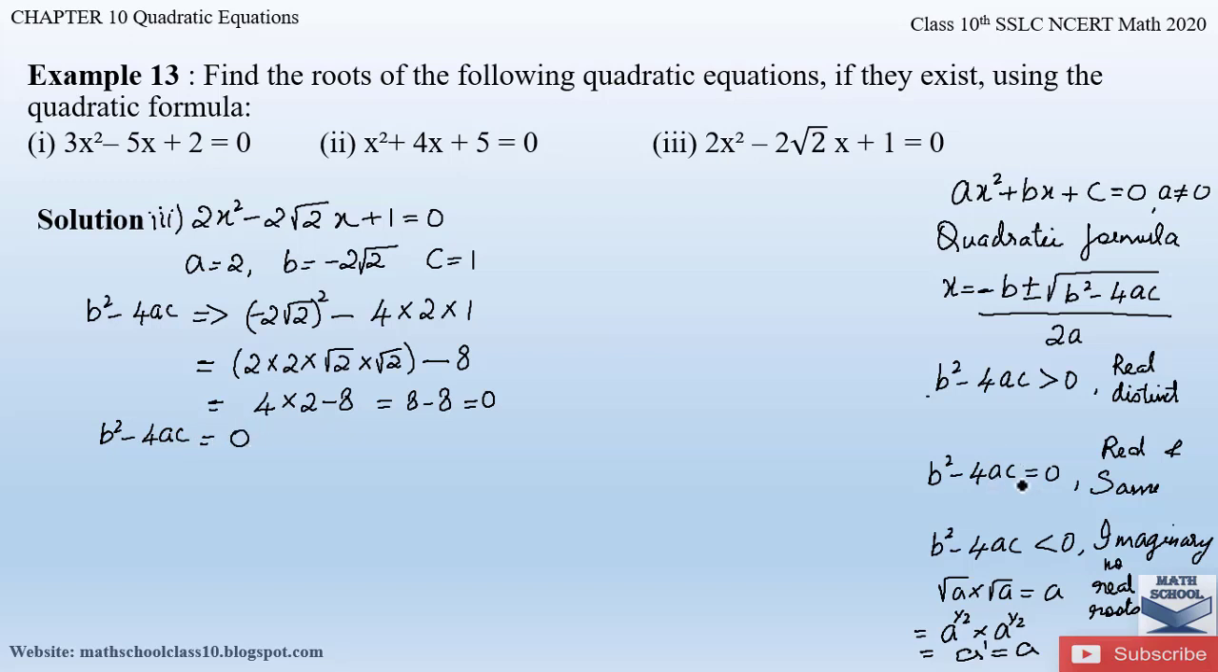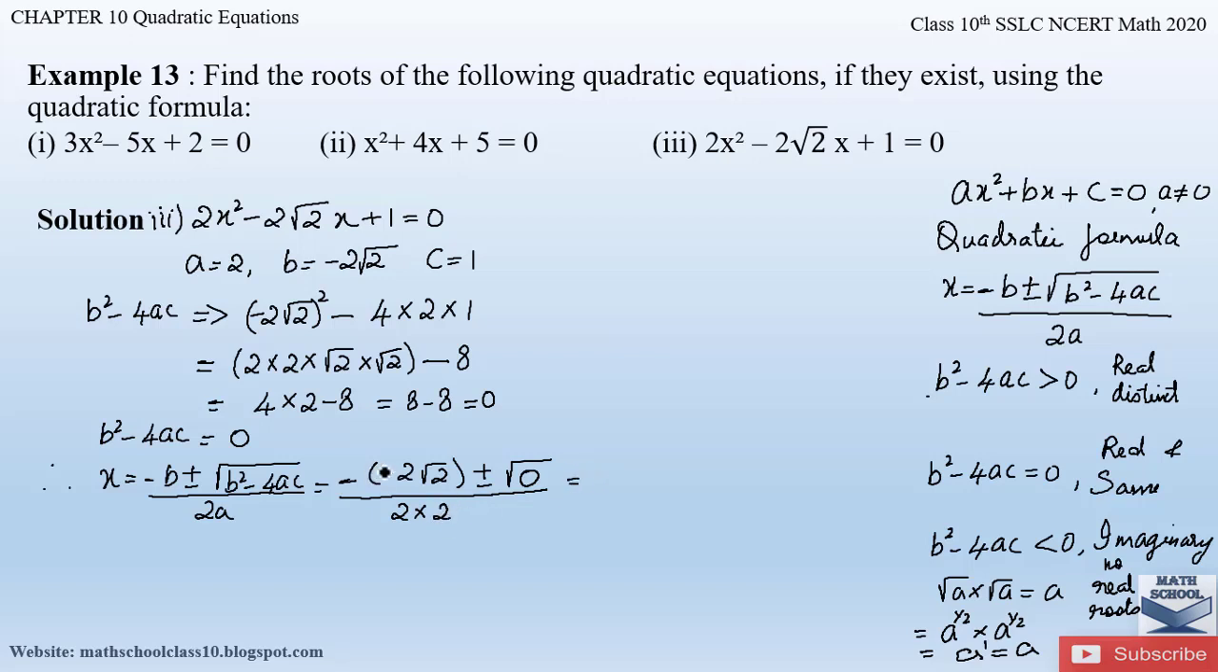Here if you notice, if b square minus 4ac is equal to 0, then the roots will be real and same. Therefore, now let us substitute in the quadratic formula, which is given by x is equal to minus b plus or minus square root of b square minus 4ac, divided by 2a. Now let us substitute in this formula. What is b value? It is minus of minus 2 root 2, plus or minus square root of b square minus 4ac value, which we have obtained here, that is nothing but 0. So square root of 0, divided by 2 into a value, which is again 2.